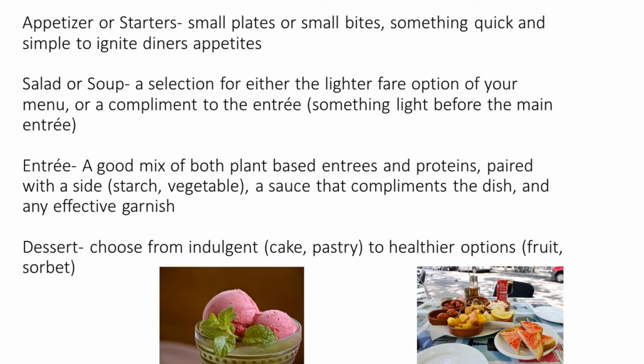Lastly, have some good options of dessert available. Things from indulgent items such as cakes, pastries, heavier items, and have lighter options such as fresh fruit or sorbets. Some trendy restaurants now even have a smoothie in the middle of a meal that helps complement a dish instead of having it as a separate dessert or an appetizer.